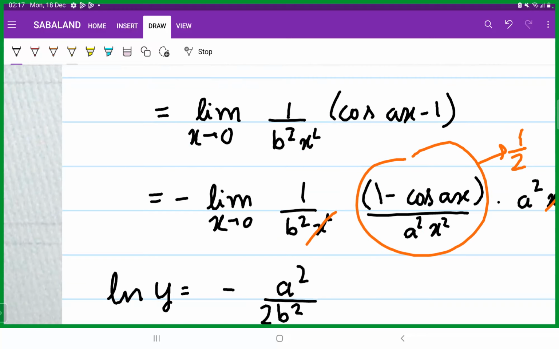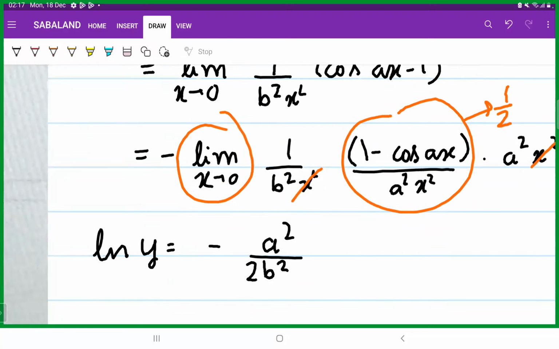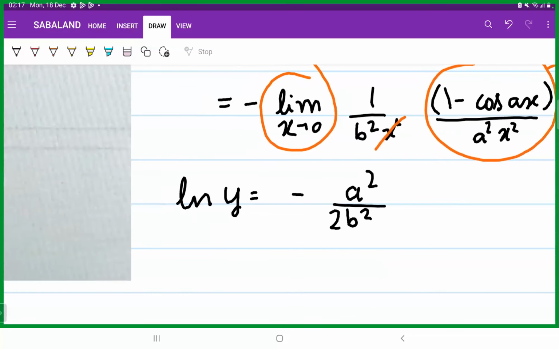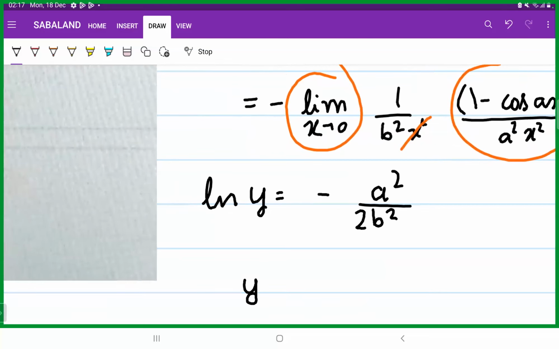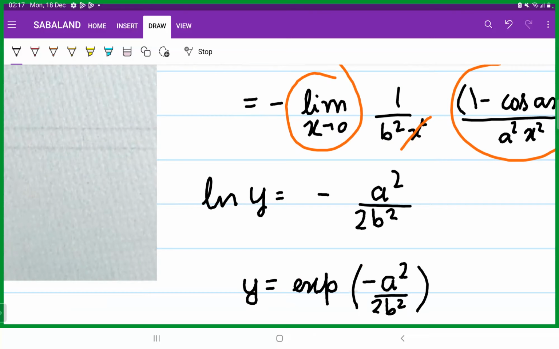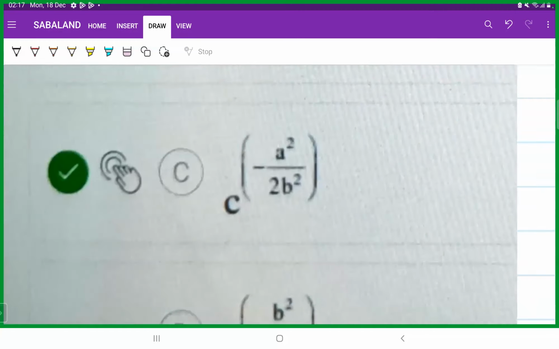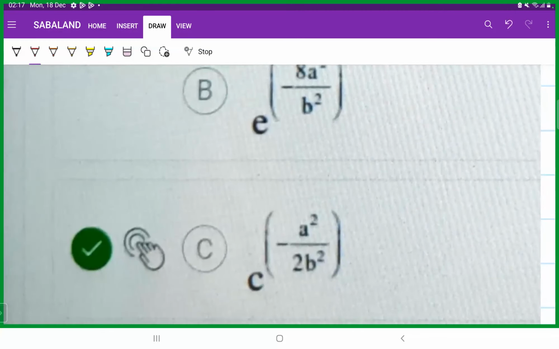This limit x tends to 0 does not make a lot of sense because there is no term related to x now left. So this is what remains, and so the value of y is e to the power minus a square by 2b square. That is the answer for you. And so the answer is this one. This is the correct answer. Thank you.